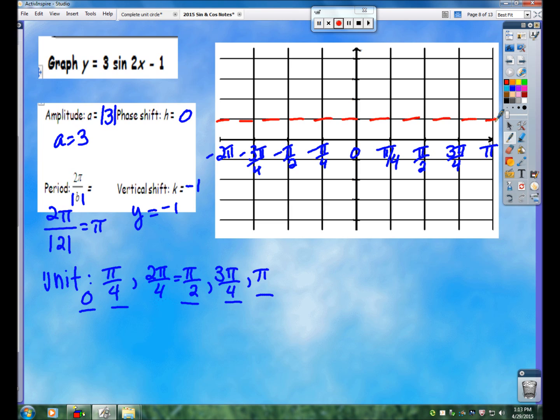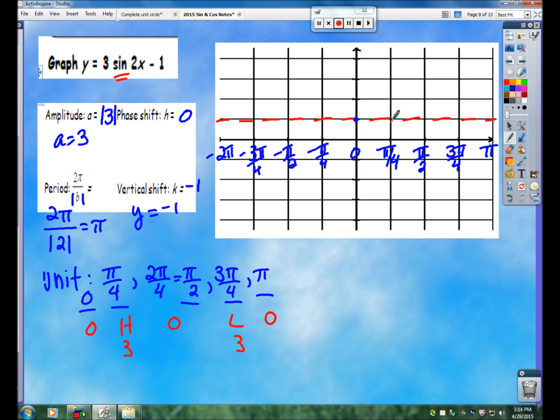Alright, this is our sine graph. So that means our pattern is 0, high, 0, low, 0. But because our amplitude is 3, we're going to be multiplying on our highs and lows by 3. So instead of going up 1, we're going to go up 3. Alright, and like I said, we're counting from that new baseline. So at 0, we're at 0.